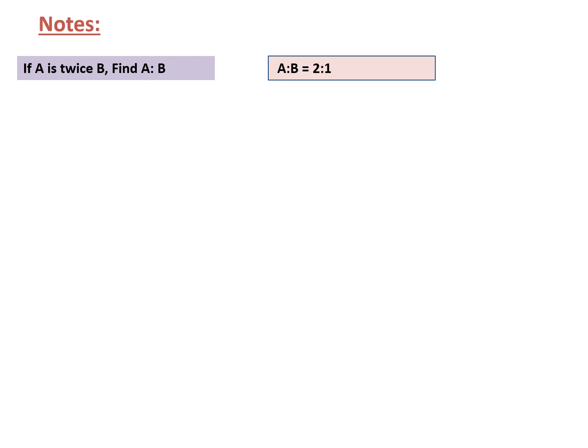If I want to get the relation between A to B or between any two numbers, if we have A twice B, it means A is twice B or A is double B. It means A 2, B 1. If you write it as a ratio, it will be 2 to 1. If A is half B, it means A to B equals 1 to 2. A equals 1, B equals 2. We can write it also in a fractional form, 1 over 2.